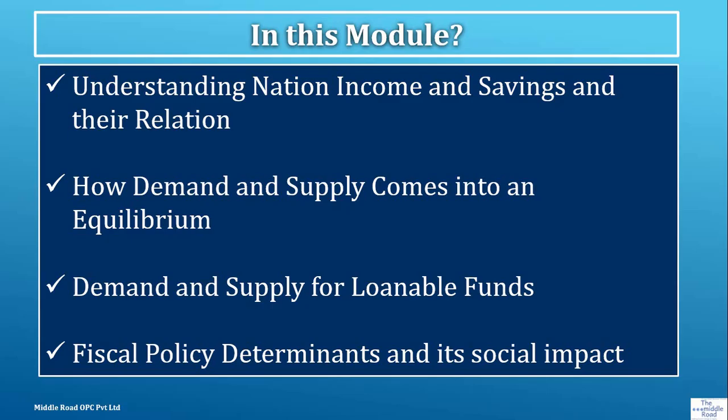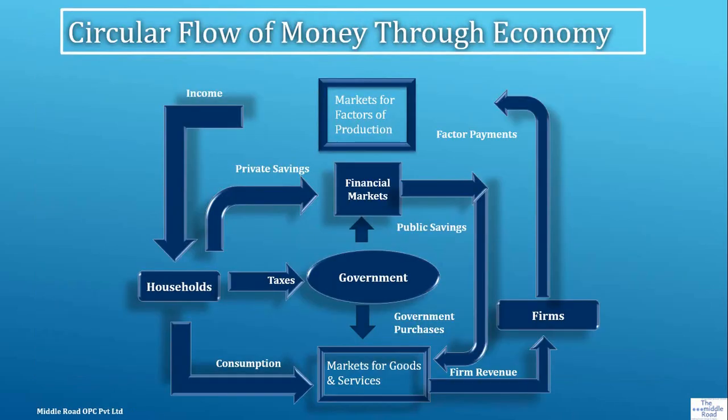We saw that in the first, and now we are going to come to the concept of loanable funds, demand and supply of loanable funds, and we'll also have fiscal policy determinants and its social impact. So we'll have a fair idea, when we talk about monetary policy and fiscal policy, of so much of the social impact. We also look at the flow of money through the economy.